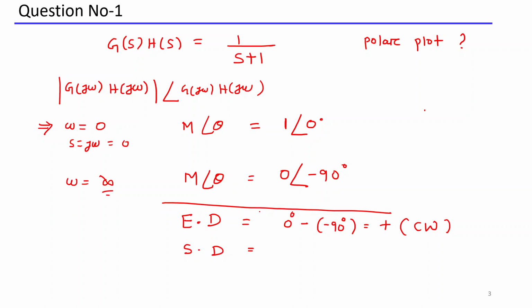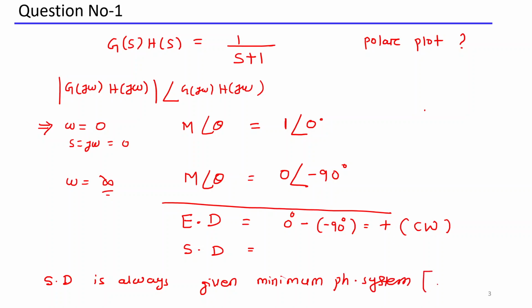And for the starting direction, remember at this point, the starting direction is always given by the finite number of poles and zeros. I am just giving that the starting direction is given by the minimum phase system. Minimum phase system means all the terms, whether it is a pole or zero, should lie in the first quadrant. That's it, sir.